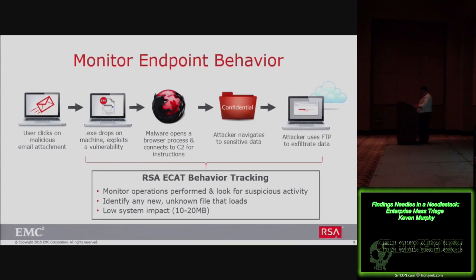The other thing is it does do behavioral monitoring. So when a user clicks on a malicious email attachment, the attachment drops a piece of malware, and then from there it contacts the C2. ECAT's going to track all that behavior associated with those binaries, and it puts it into a database. And this is one of the things that we use to identify malicious behavior.